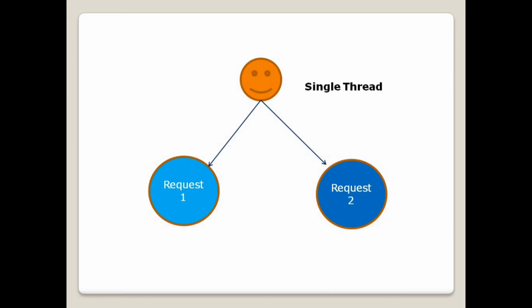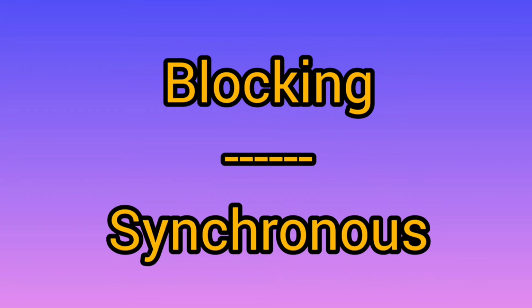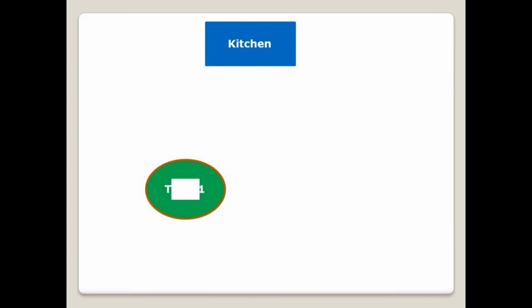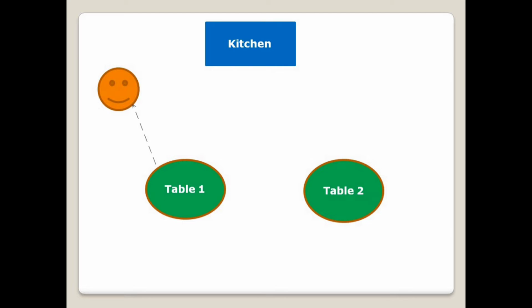In contrast to that, there is the blocking or synchronous approach. Let's understand what that is. Let's go back to our kitchen example. Let's say you go to another restaurant. The kitchen is there, and there are two tables. You order your food from the waiter.